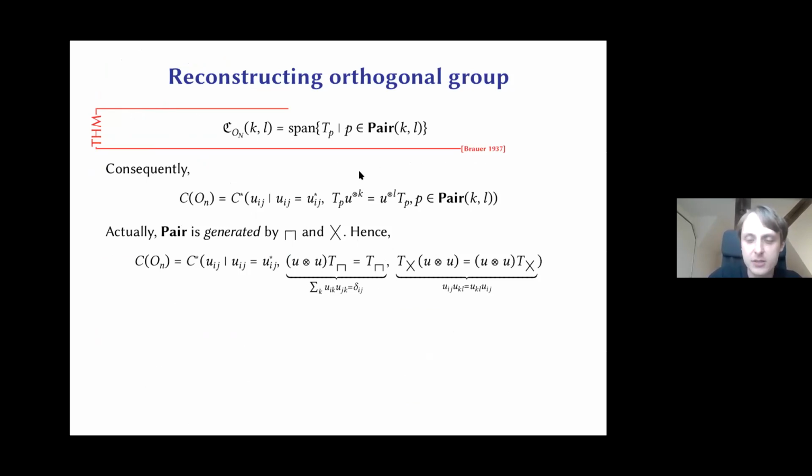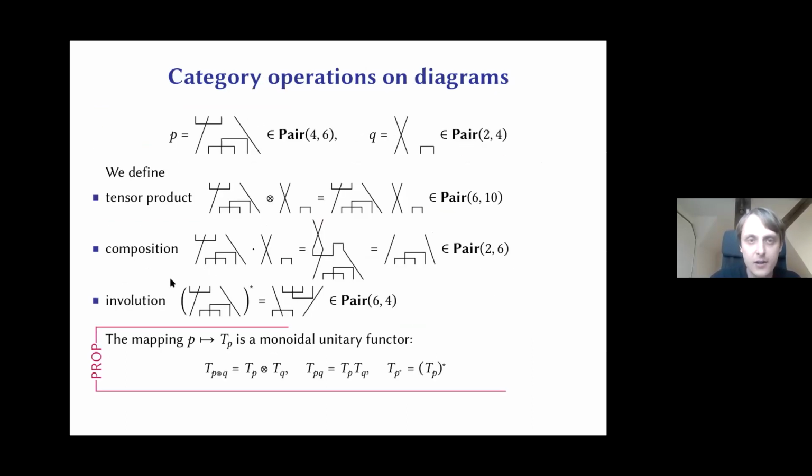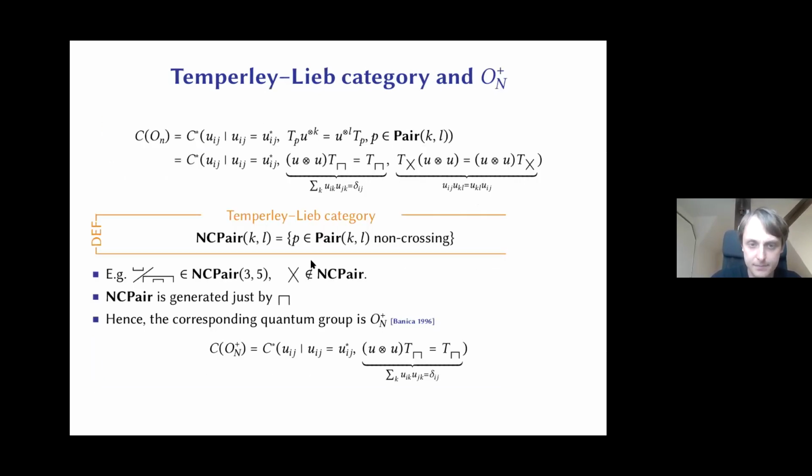Okay, so that's how I can reconstruct this group from the representation category using the diagrams. And now an idea might be to consider some other diagrammatic category. For instance, this Temperley-Lieb category. This is the category of all non-crossing pairings. So this is, for instance, a non-crossing pairing because no strings are crossing each other. All the other examples here: here's a crossing, here's a crossing, here's a crossing. Also here is a crossing. So those we don't want to consider, but this one is okay. And this one is generated by the single pairing.